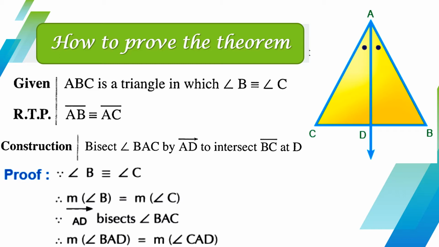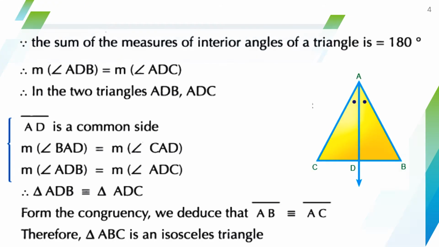Since AD bisects angle BAC, what is the meaning of bisect? The two angles are equal in measure. Then the measure of angle BAD equals the measure of angle CAD. And since the sum of the measures of the interior angles of a triangle equals 180, the measure of angle ADB equals the measure of angle ADC.